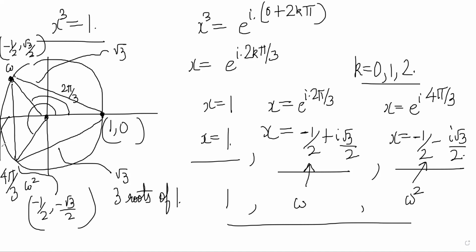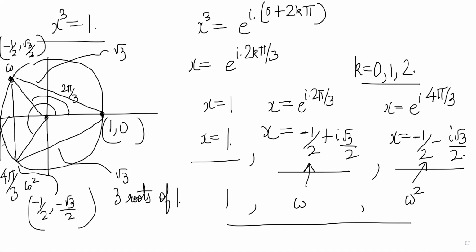So you will realize that the cube roots of 1 all lie on the vertices of a regular equilateral triangle. It's a cube root situation, so there are three roots. If it was a fifth root situation, it would be a pentagon, right?